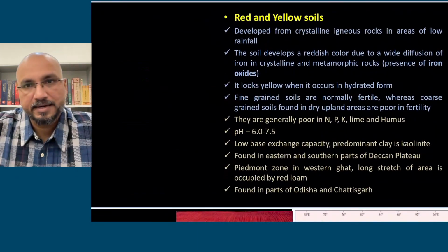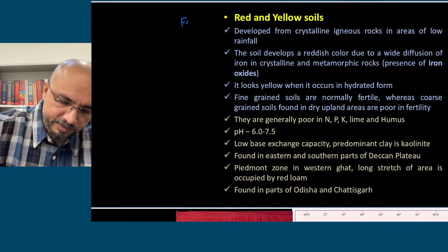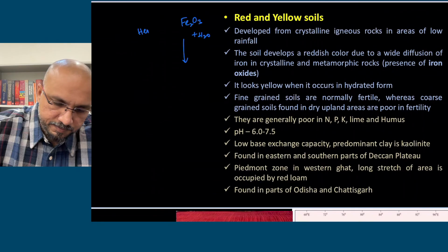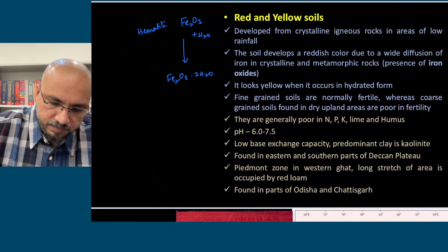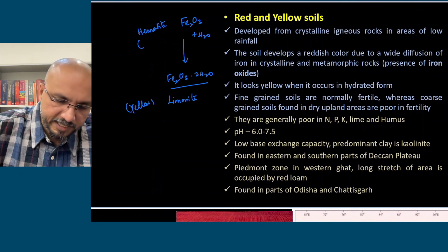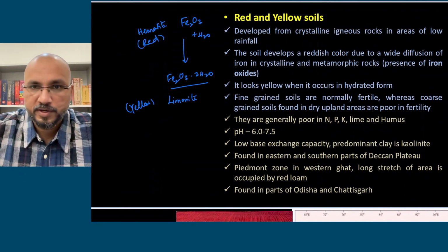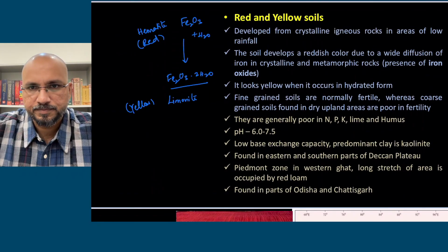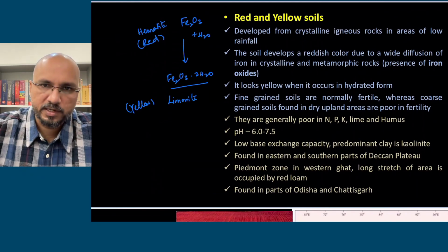Then we have red and yellow soils. अच्छा, red जो है, red soil is because of hematite. अब hematite के साथ अगर moisture मिल जाता है तो it becomes limonite in the presence of moisture. So limonite जो है, it is yellow in color, और hematite जो है वो red color. So red and yellow soil is depending upon moisture availability. So hematite will convert into limonite, okay, which is giving the yellow color.